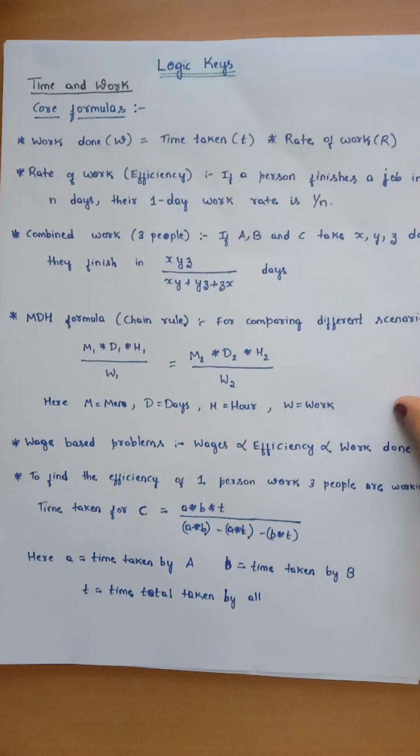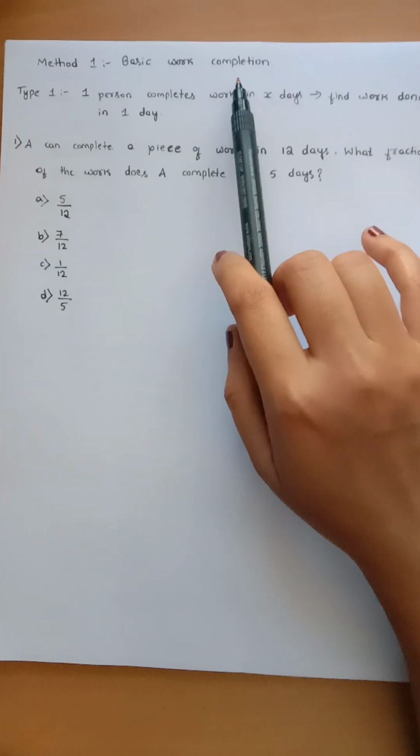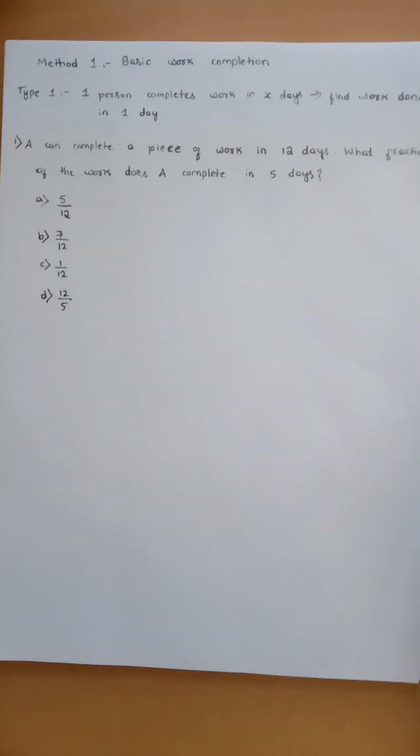Let's solve some example problems to understand this better. In the aptitude of time and work, there are multiple ways the questions are asked. The first one is the basic work completion. These are very basic questions, and this is the basis we need to understand so that we can solve all the advanced and tricky questions which will come up in the further parts.